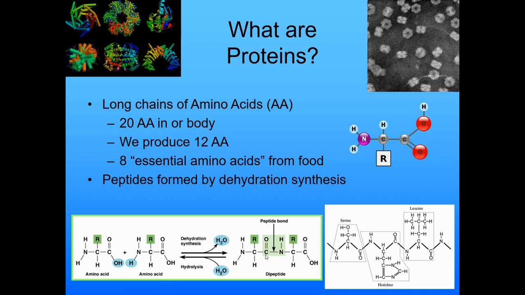Hundreds of amino acids, sometimes thousands of amino acids together make up proteins. And the proteins form three-dimensional structures. There's an example of some of these three-dimensional structures on the top left. And on the top right is actually an electron microscopy picture of a hemoglobin molecule. So this is what carries oxygen in your blood.